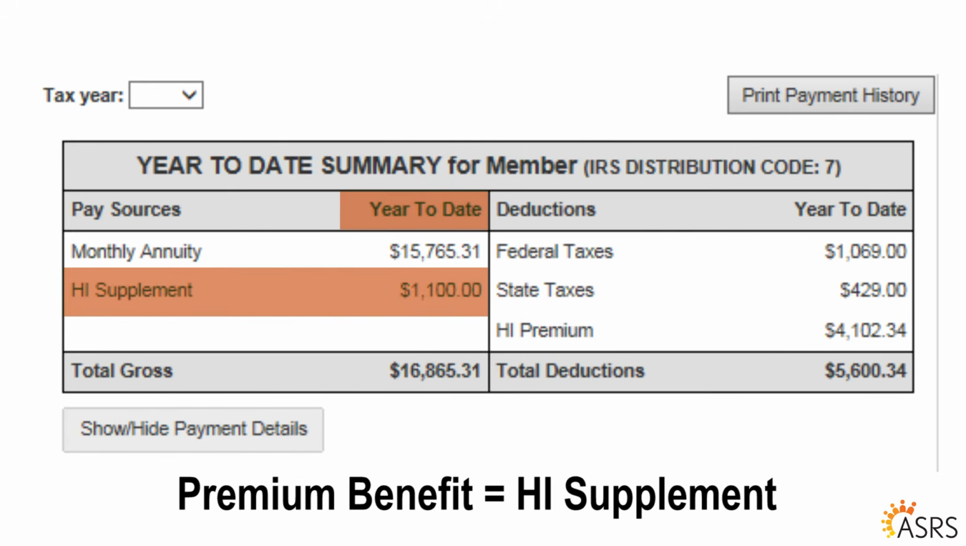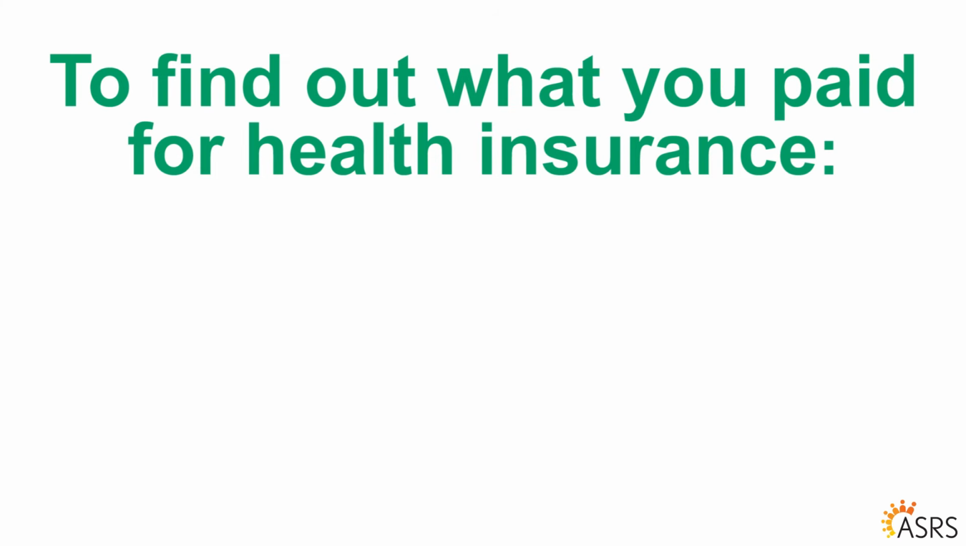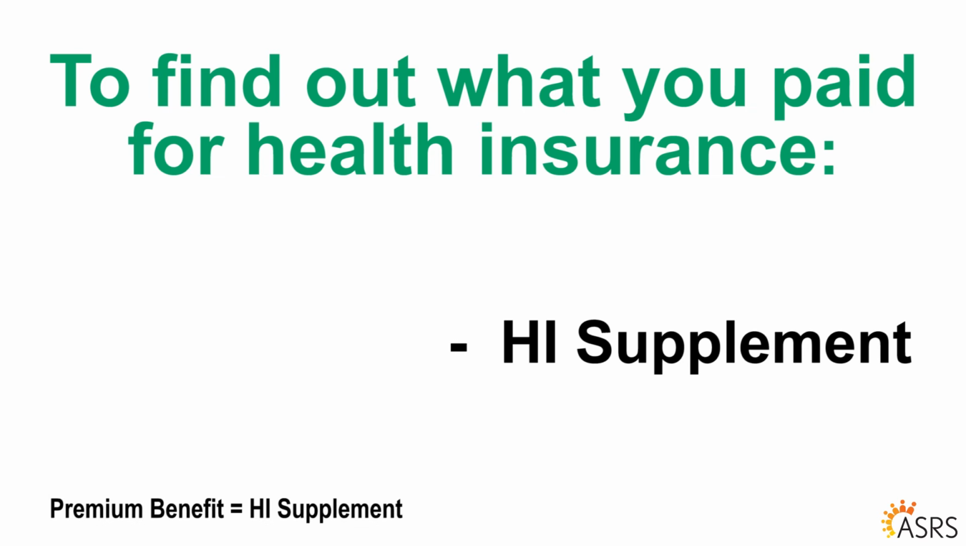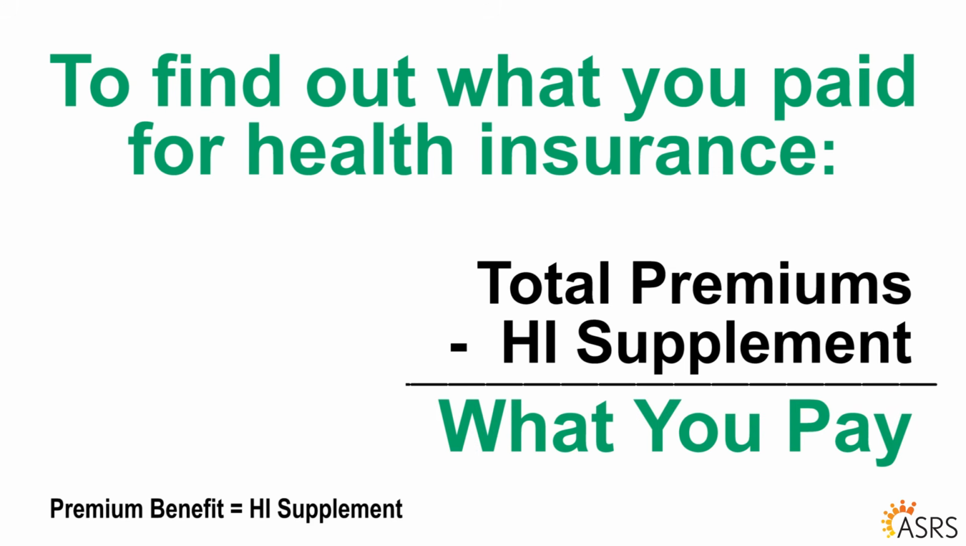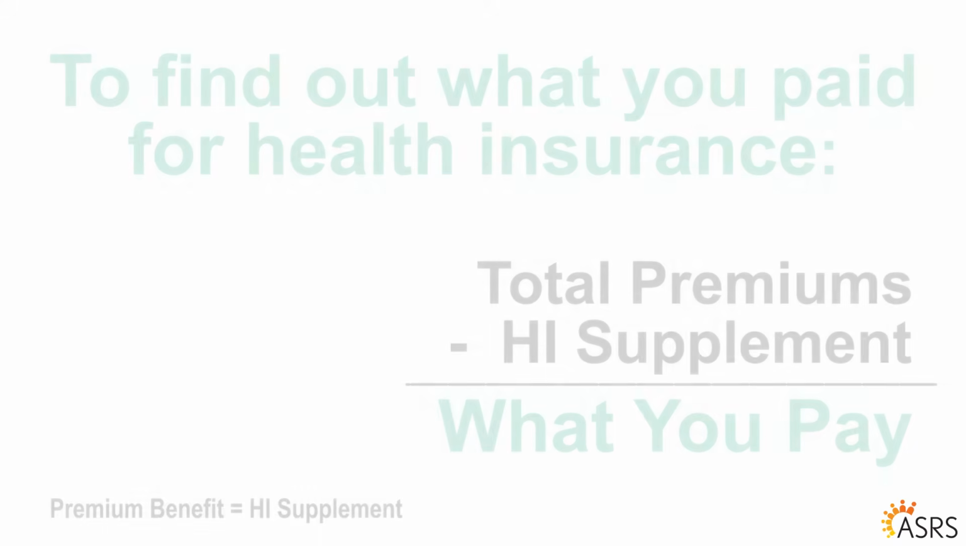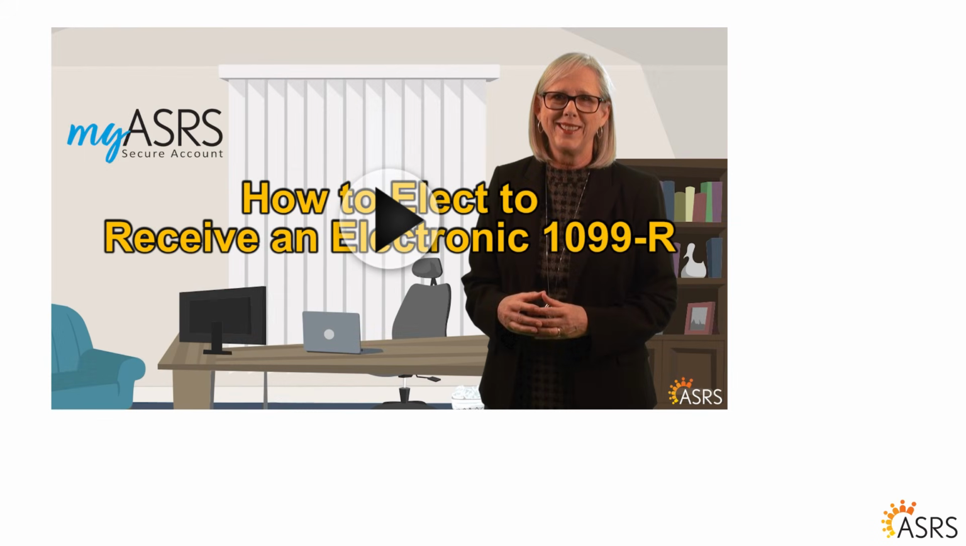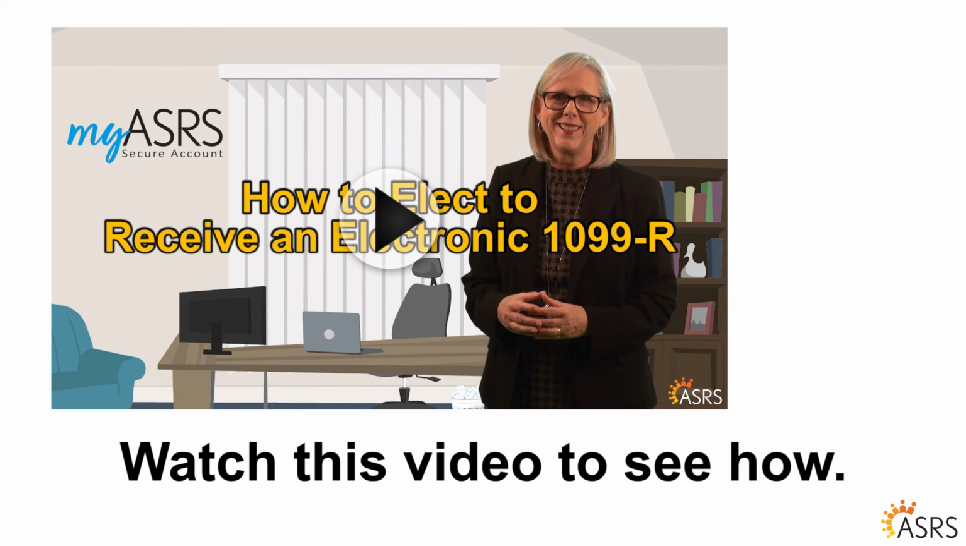The ASRS paid this total amount toward your health insurance during the tax year. If you need to know what you paid for health insurance for tax reasons, subtract the Health Insurance Supplement from your total premiums. If you received a retroactive health insurance supplement in late December, be sure to subtract that amount also from your premiums. You can opt to receive your 1099-R electronically through your Secure account.